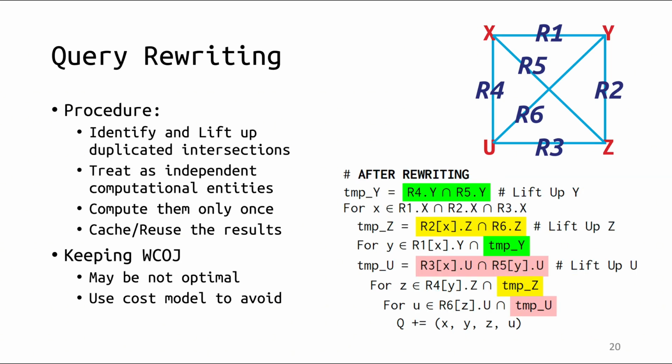We detect these duplicated intersections by exploring the dependency among different attributes with relations. Next, we lift these intersections out of inner loops, treat them as independent computation entities, compute them only once, and cache the results of the intersection in a local buffer. In the loop body where needed, the cached pre-computed intersection will be efficiently accessed and reused. Theoretically, not all rewriting is optimal. Some of them may even violate the worst-case optimal properties. However, we can still estimate the cost or benefit brought by rewriting and then avoid the non-optimal rewriting by our optimizer. Now we will present the experimental results of our system HoneyComb.